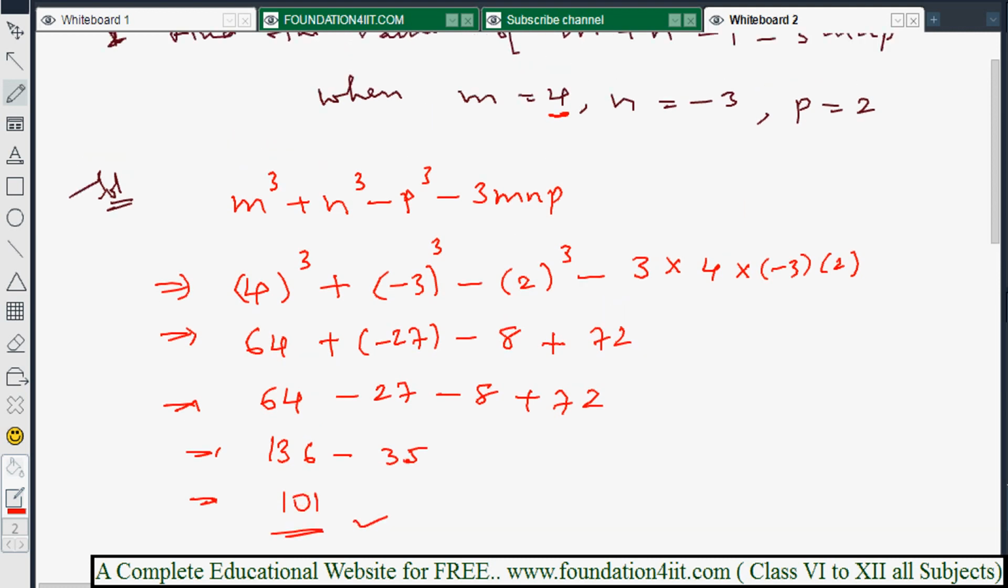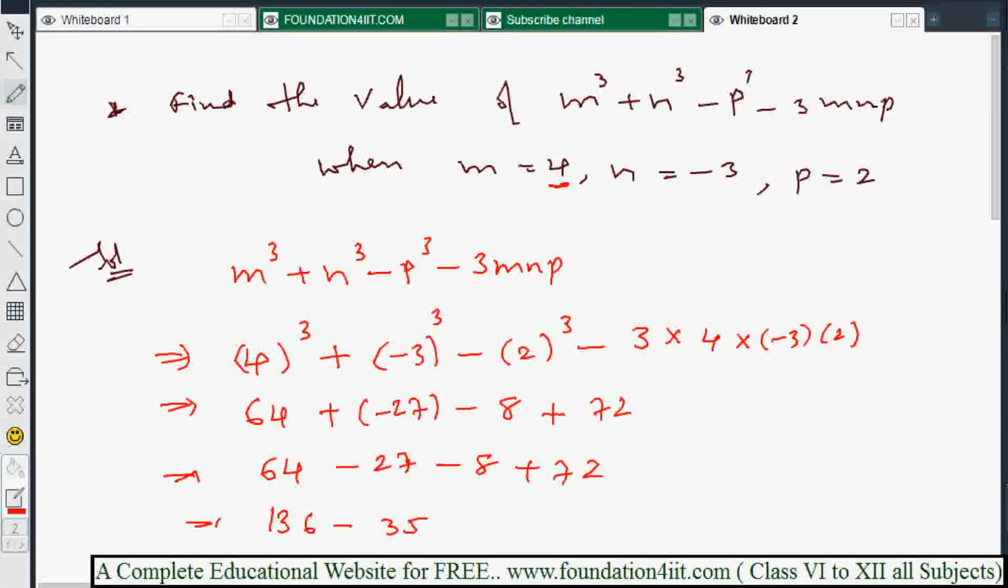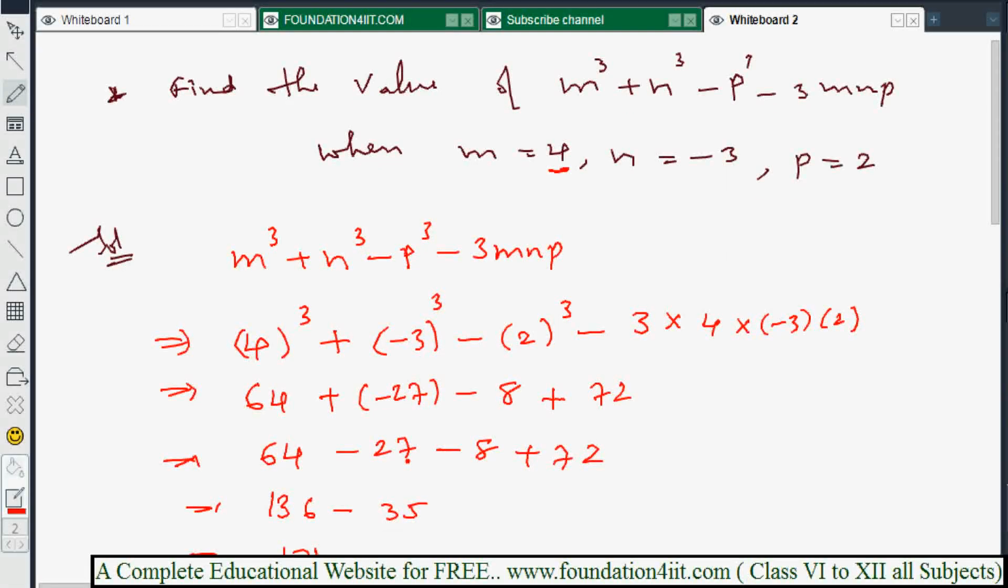So whenever a term is given, you just need to substitute the values. If they're asking to find the value, you just substitute the values in the place of the variables and simplify to get the answer. And how to do addition, subtraction, multiplication and division in polynomials also, I'll explain one by one.